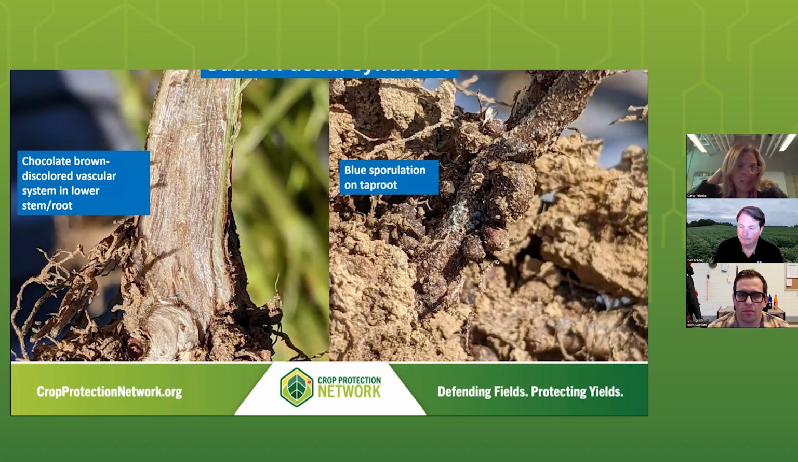But if we look at sudden death syndrome, it has this chocolate brown discoloration of the vascular system, so the vascular on the outer side of the lower stem there. And if you're lucky, you might even also see the blue sporulation on the outside of the taproot there. And so those are 2 diagnostic symptoms we can try to identify if it's sudden death syndrome.